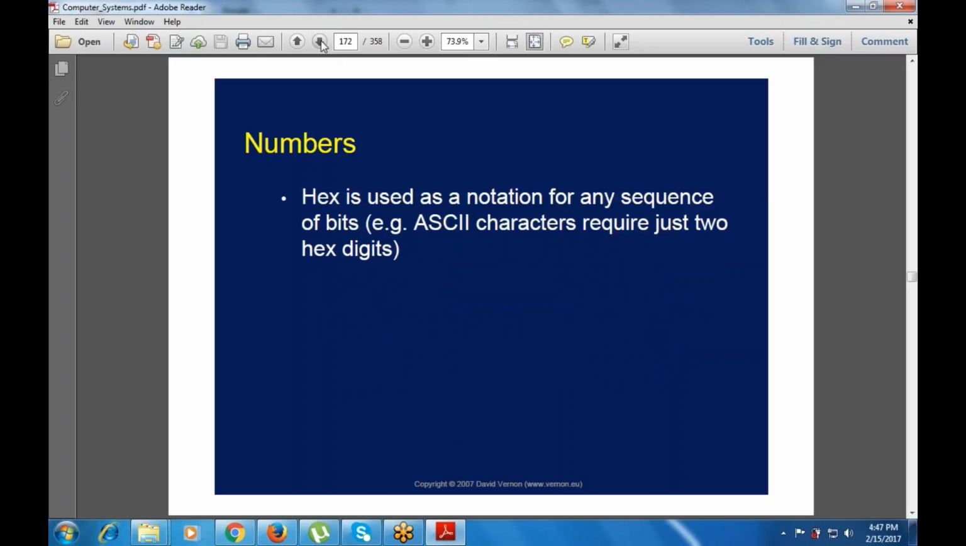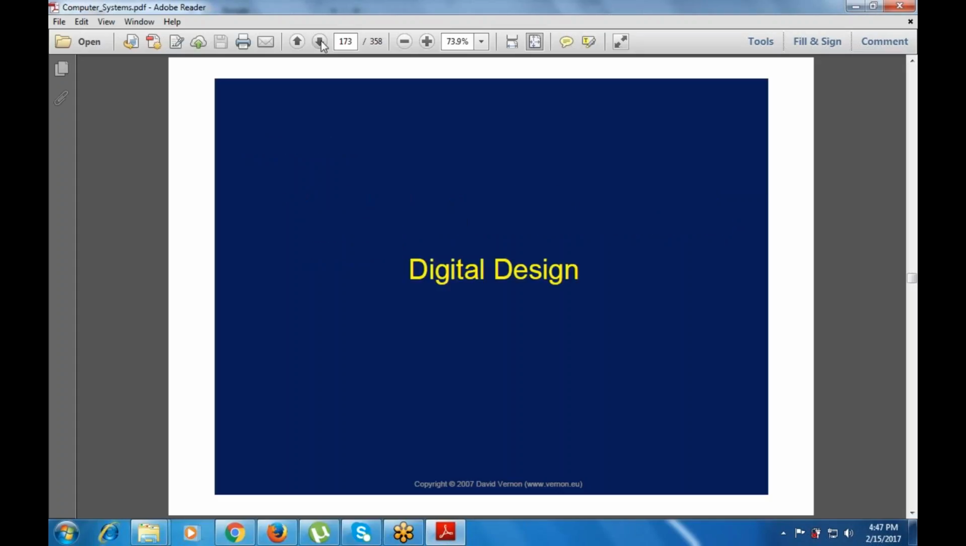Now hexadecimal is used as a notation for any sequence of bits. That is, an ASCII character requires just 2 hexadecimal digits.